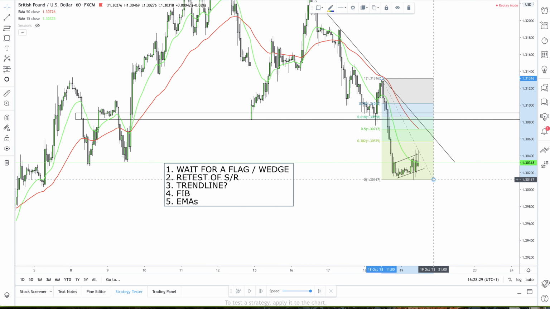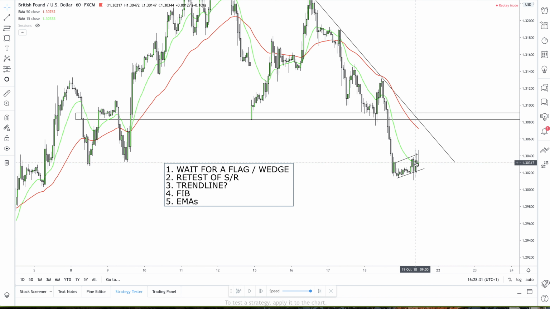Not hit 382. Okay. Has it come back to the EMA? Yes, it's come back to one. So flag or wedge, yes. Retest of structure, no. Retest of the trend line, no. Is there a fib? No. Are there EMAs? Yes. Okay, so out of 5, we've got 3 no's. We're not going to enter that trade. You see how important this is, how much it's going to help you. Because that there looks like a decent trade, right?